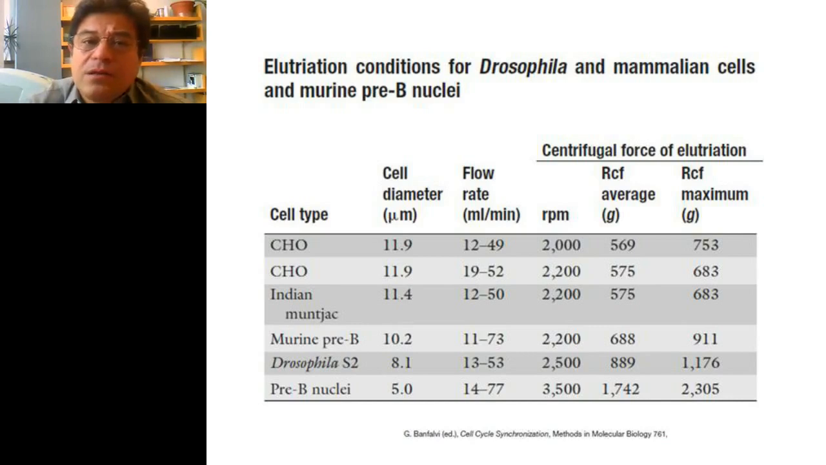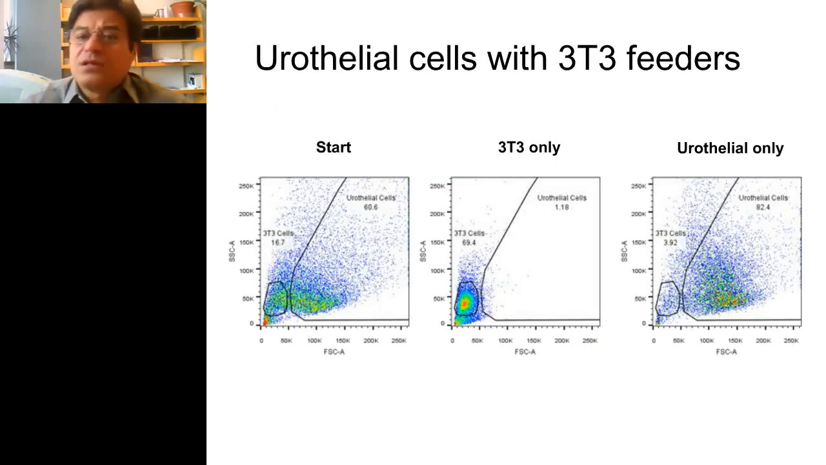We'll talk a little bit about the entire setup. By the way, the flow rates where it says mL per minute, they're bracketed in the CHO cells. You see 12 to 49. Those are centered around the mean. The flow rate is really determined by the cell diameter, and we'll talk about actually determining the settings in a minute.